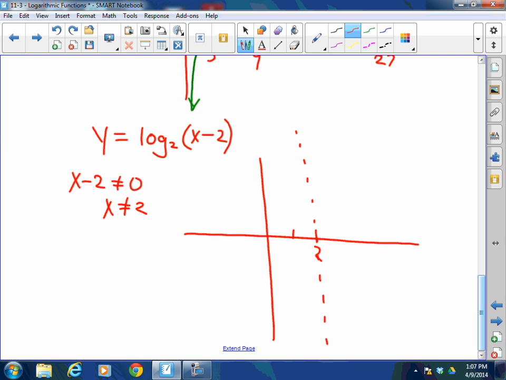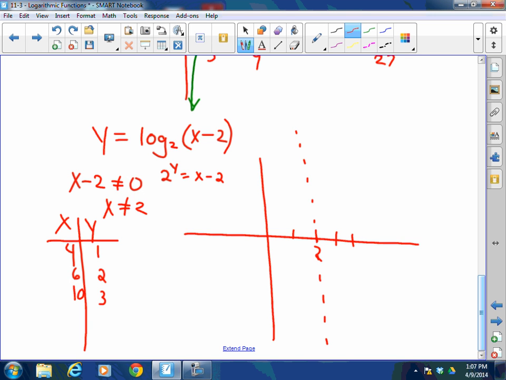Now, let's set this up into an exponential function. This is 2 to the y equals x minus 2. Make a table, guys. But remember, only the y now is the independent. So let's do it when y is 1. When y is 1, I got 2, and I add 2 to both sides, so x would equal 4. When y is 2, I got 2 squared is 4. Add the 2, that's 6. When y is 3, 2 cubed is 8 plus 2 is 10.